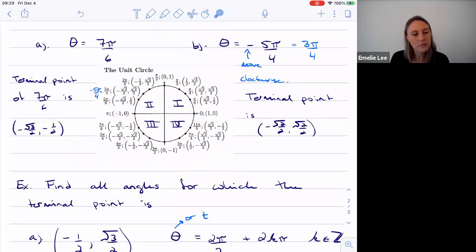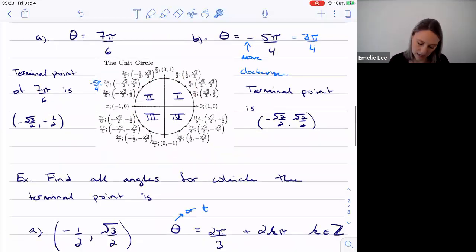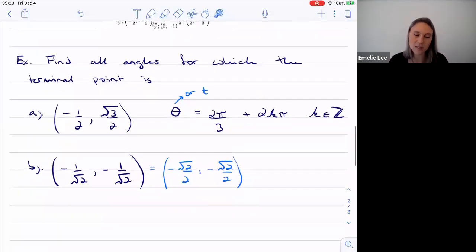Okay. So I can move in the positive or negative direction. So you can just add or subtract multiples of 2 pi and still end up in the same place. So when it says find all angles, we just need to add on. So we find the jumping off point, how I think of it is the core angle, and then I add multiples of 2 pi just to cover all my bases.